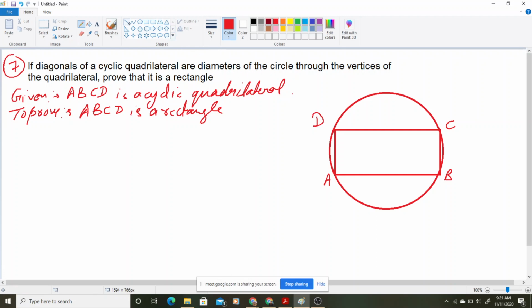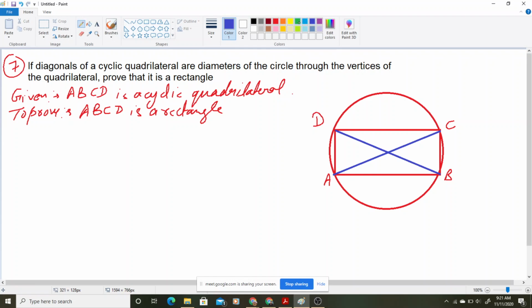देखो ये भी दिया हुआ है कि जो इसके डायगोनल्स है ना, सपोज आई एम ड्रॉइंग टू डायगोनल्स, one is this one, one is this one. If I am taking these two diagonals, it is given that these diagonals are also the diameters. This BD and AC is diameter. Okay. So now we have to prove that this one is what? We have to prove that this is a rectangle. So how we are going to prove?